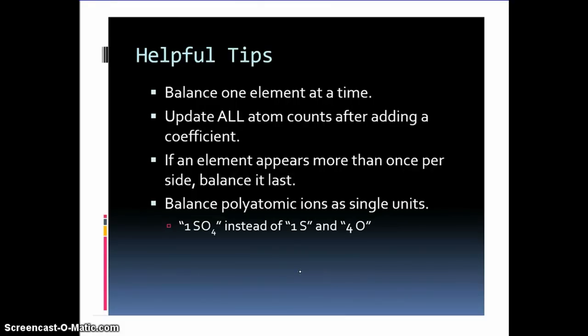If an element appears more than once, just like on that last one we just did where we had the O's that were split, we're going to balance it last. And then if you have a polyatomic ion and you see it on both sides of the equation, go ahead and just balance it all together as a unit. All right, let's look at one last problem.